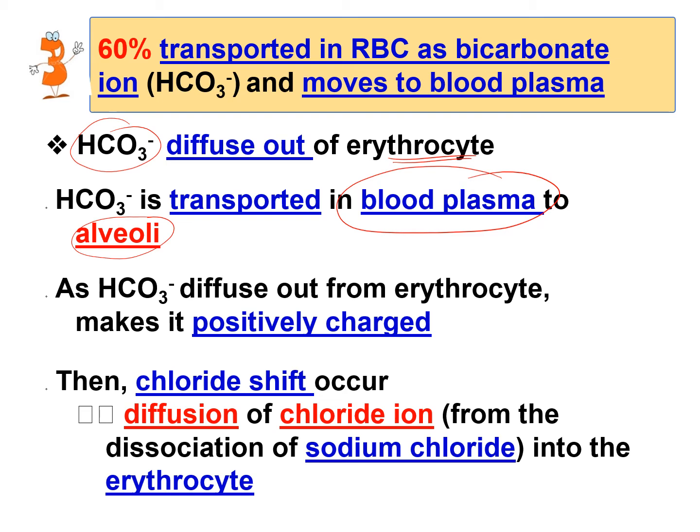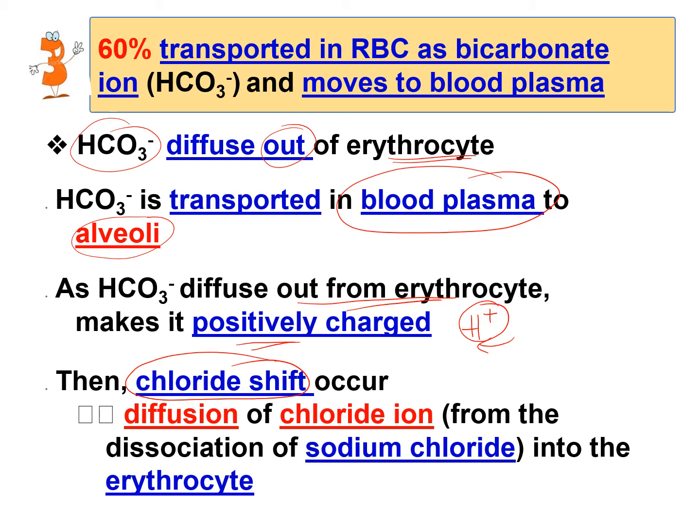Because the bicarbonate ion diffuses out of the erythrocyte, the erythrocyte becomes more positively charged, because what's left is the hydrogen ion. To make it balance, because we don't want the erythrocyte to be positively charged, we have to counter the positive charge by having chloride shift.